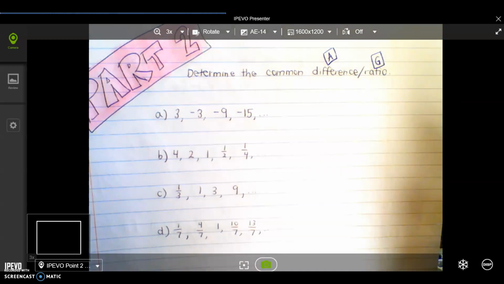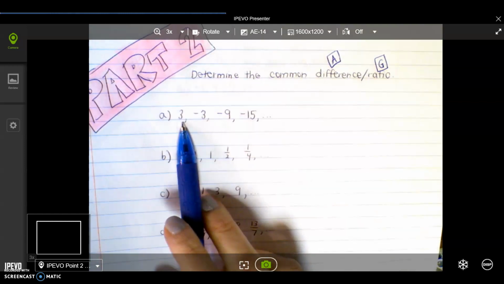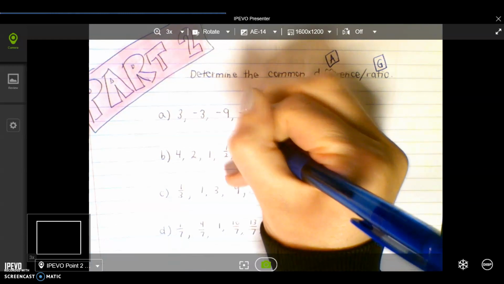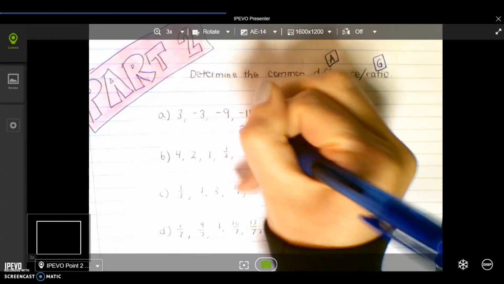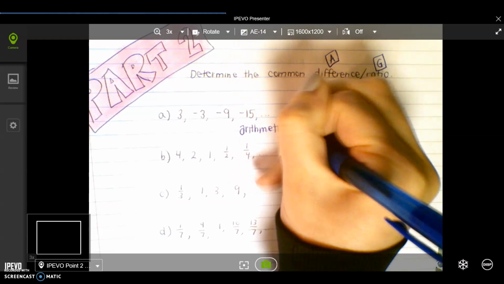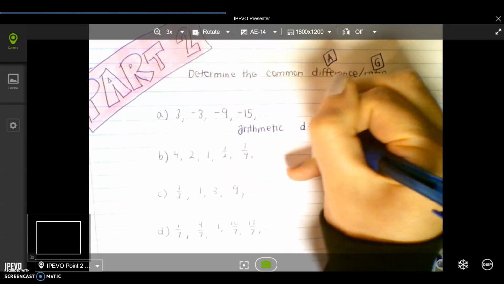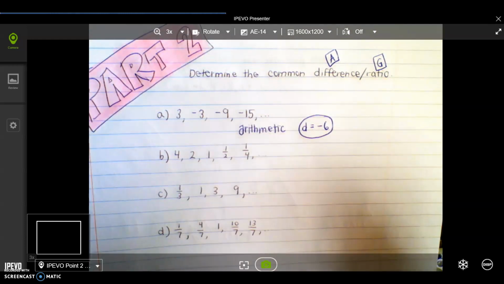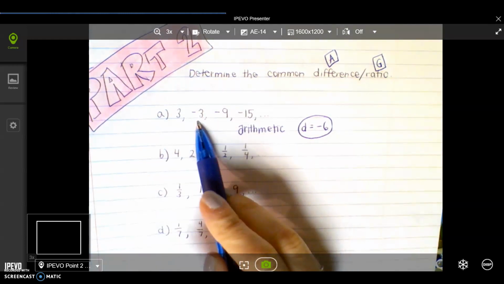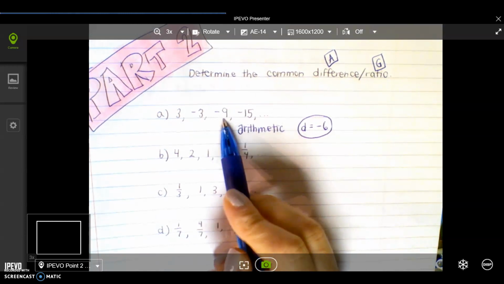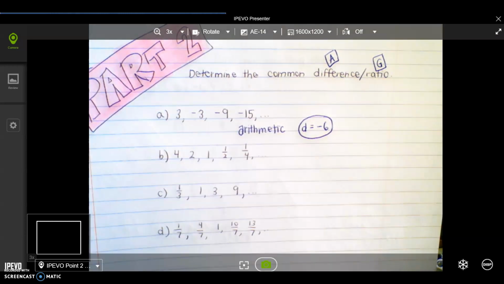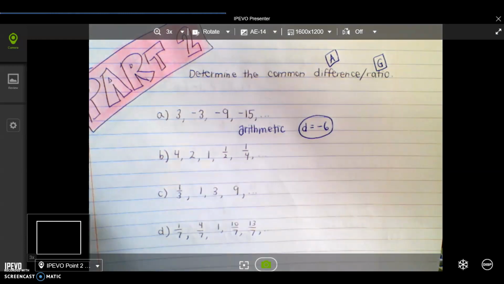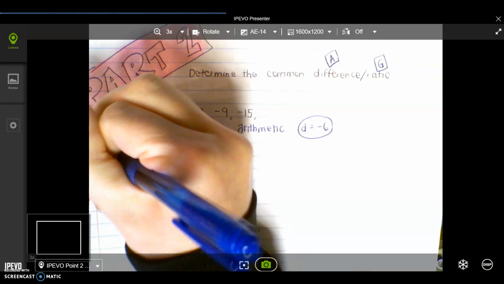So here are the answers. For the first one, this is an adding pattern, and so it's arithmetic, and the common difference is -6 each time. 3 minus 6 is -3. -3 minus 6 is -9. -9 minus 6 is -15. If you didn't know how to find that, you couldn't just look at this and know that you're subtracting 6 right away. Here's a trick.